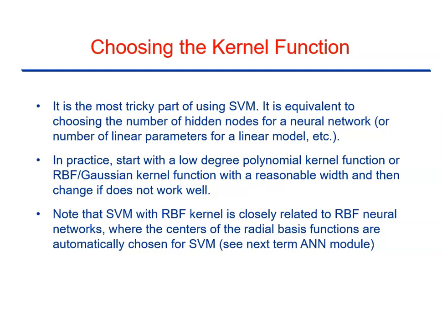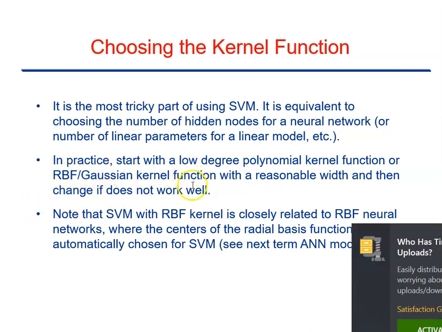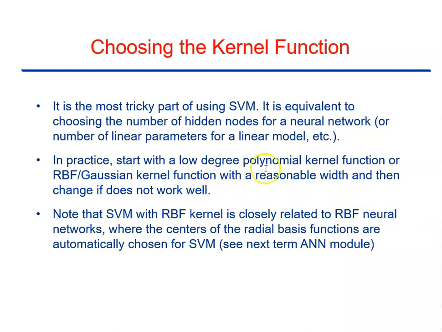There are two types of kernels which are usually employed in support vector machine-based modeling. One is polynomial kernel functions, and another one is Gaussian or similarly radial basis function kernels. And we usually start with a low degree polynomial kernel function.